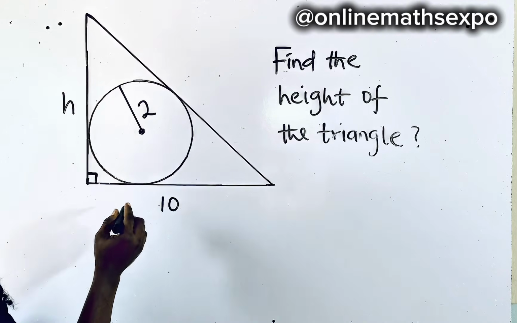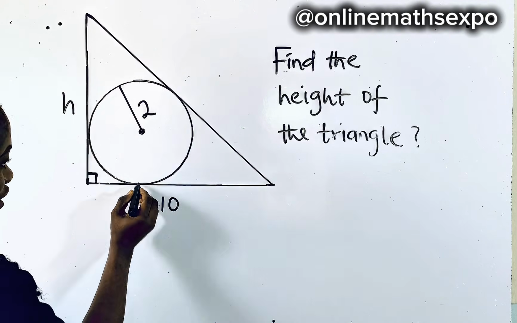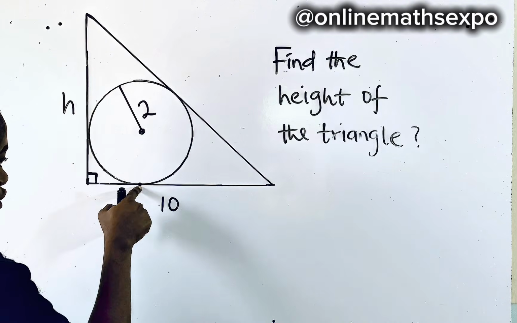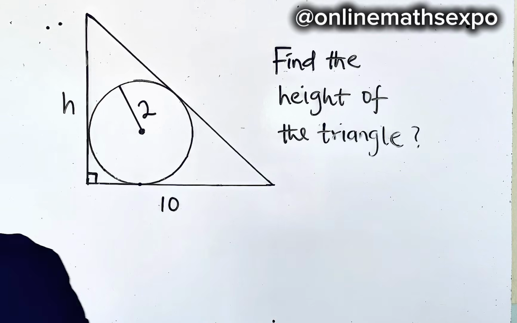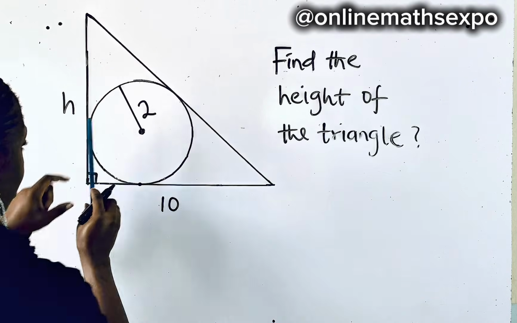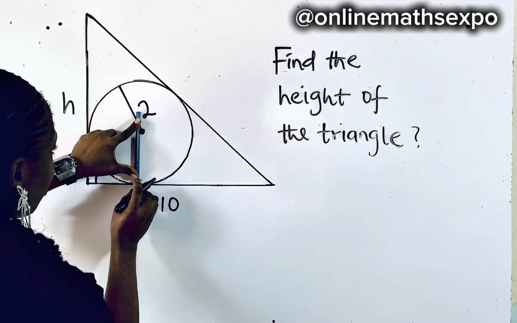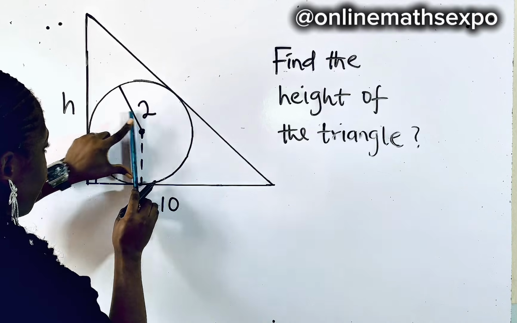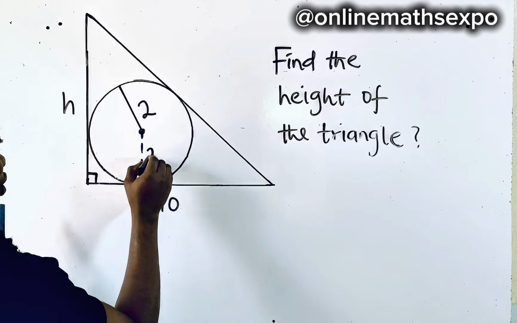So in that case, I'm going to target this part. I'm going to get my radius drawn from here to touch this point. Let's do that. If you do it, this is what you have. So this is also my radius, and it also measures 2 units.